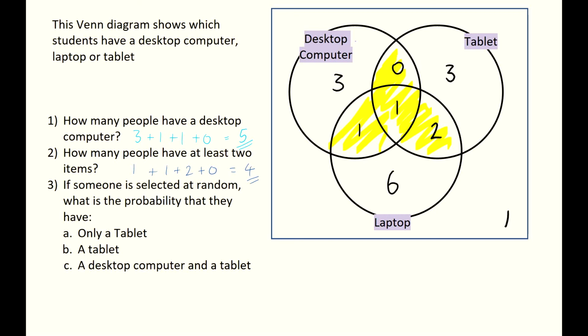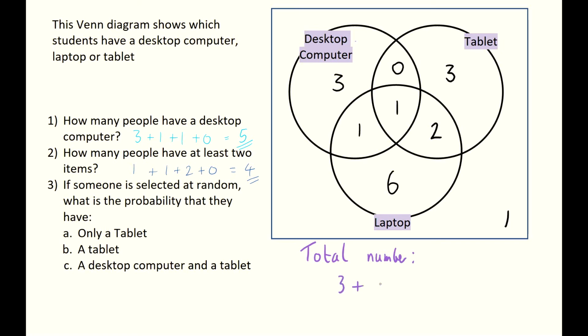So just to recap, in order to work these out, we need to say how many people, let's do pi, for example, have a tablet, and that must be out of the total number of people. I'm going to work out the total number of people before I do any of this, because I'm going to use it loads. To do that, I want to add together all these numbers on my Venn diagram.